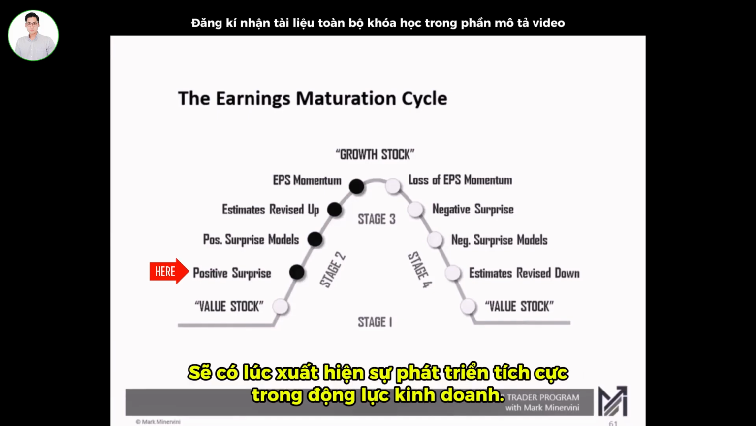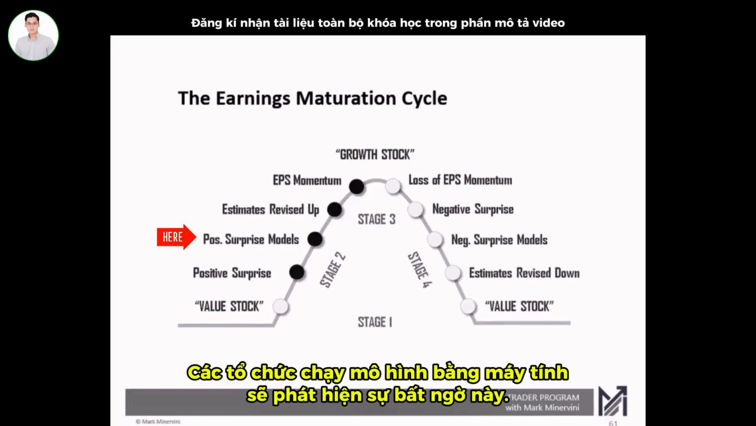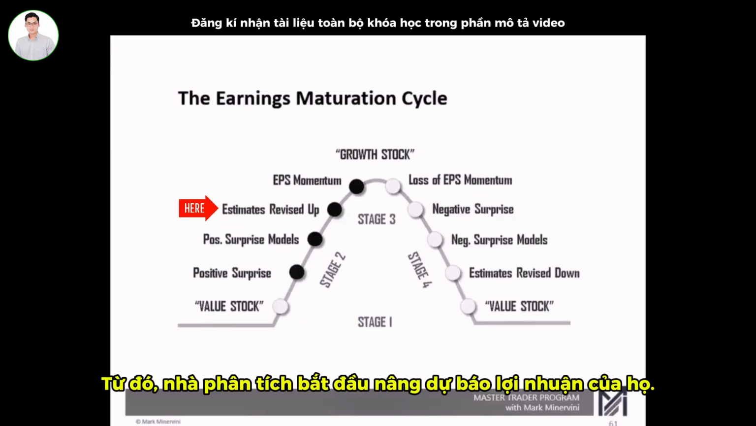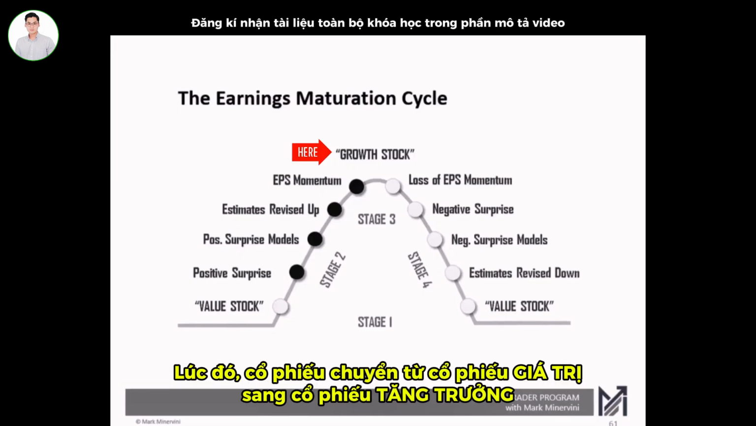At some point, there'll be some positive development, whether it's a change in the business dynamics, and it'll show up in the earnings, and you'll get the earnings to come out better than expected. And now you've got computers. These institutions run these computer models, and they'll pick this up with a surprise model. From that point, analysts will start revising their earnings estimates up. And this is what creates momentum in the stock. And then you start getting EPS momentum, where you get acceleration in the earnings. And now the stock goes from a value stock that was neglected to a growth stock that's taking off and making a big move during this part of its cycle.